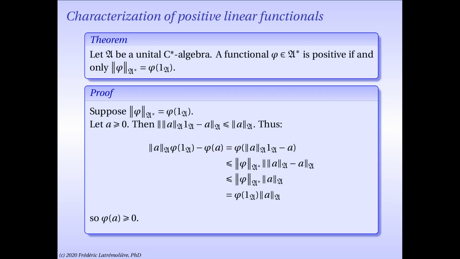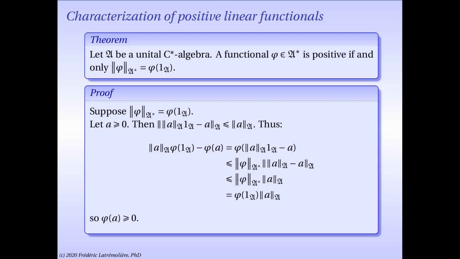And now I go on to perform a simple calculation. So the norm of A times phi of the unit minus phi of A. By linearity, that's of course phi of the norm of A times unit minus A. And then using continuity, this is less or equal than the norm of phi times the norm of the argument, so the norm of A minus A. And we saw just now that by characterization of positivity, the norm of A minus A is less or equal than the norm of A. So I end up with the norm of A times phi of the unit minus phi of A is less or equal than the norm of phi times the norm of A.